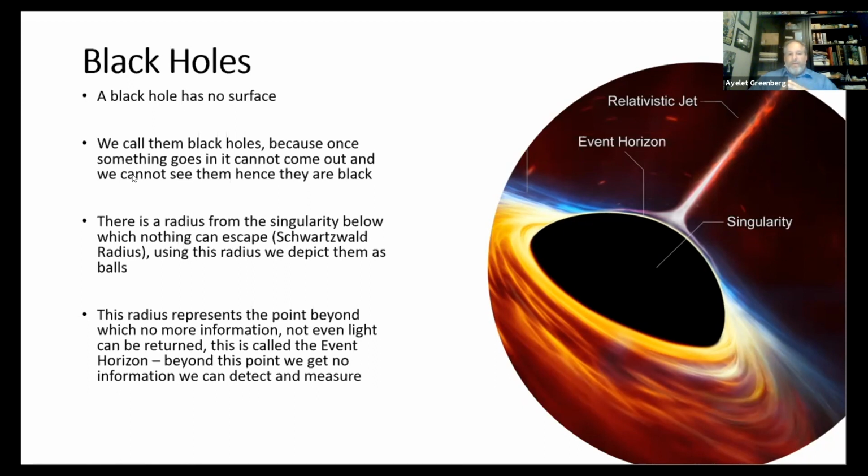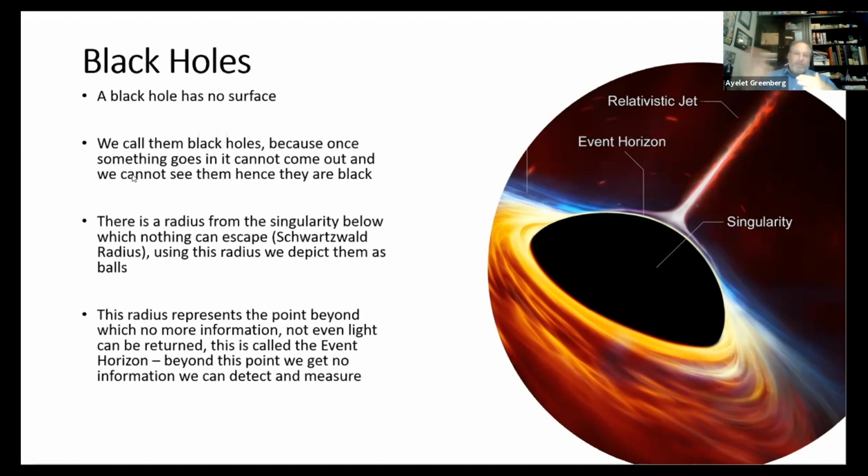So black holes are really hard to describe, because in many depictions, like the one I just picked here from the internet, it kind of looks like a black ball, but it really isn't a ball. It doesn't have a surface, because it has a singularity, and it's causing a huge distortion to space-time. We call them black holes because once something goes into them, it can't come back, and they're black, and we don't see anything in them.